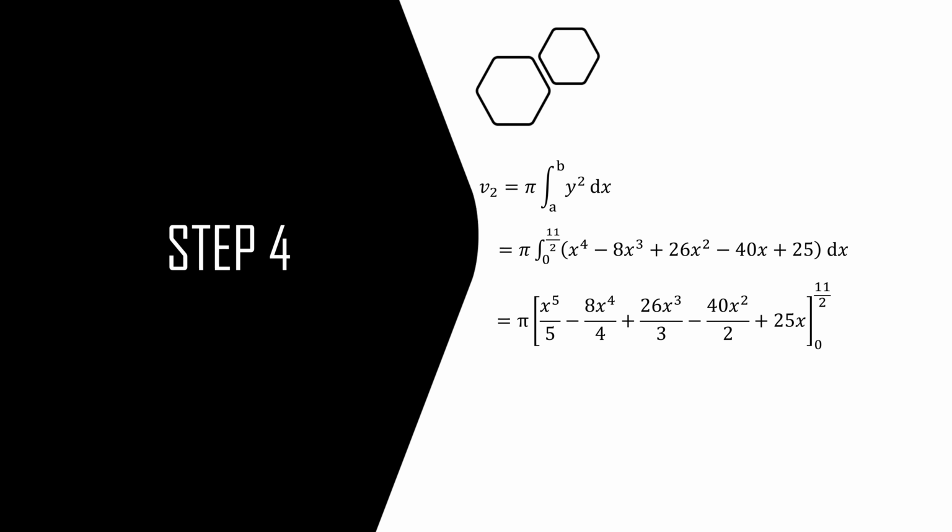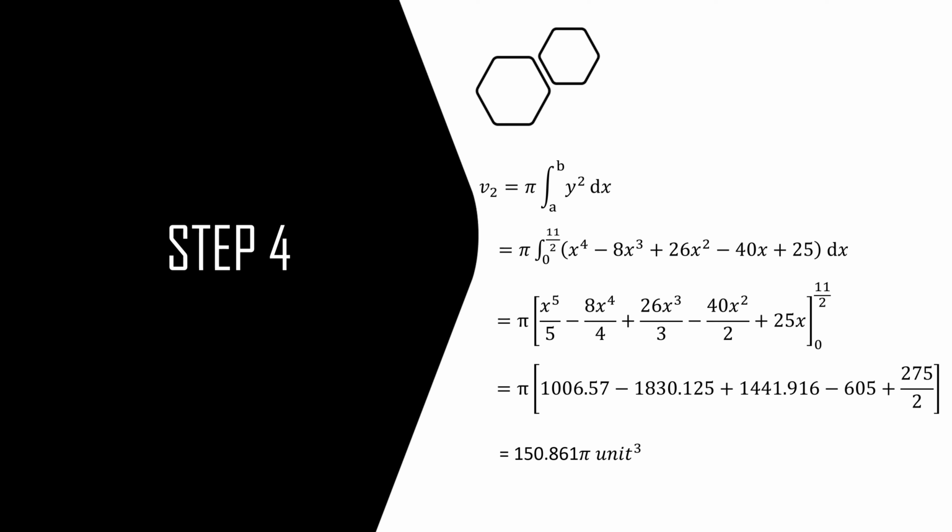Now that we've obtained our answer for y square, we can substitute it into the formula and get the answer for V2. So V2 equals pi integral 11 over 2 to 0 of x to the power of 4 minus 8x cubed plus 26x square minus 40x plus 25 dx.